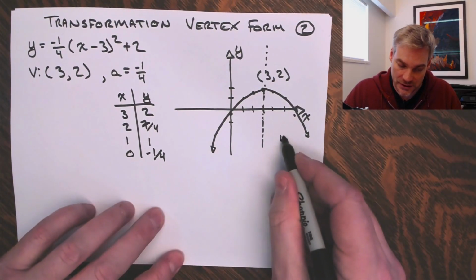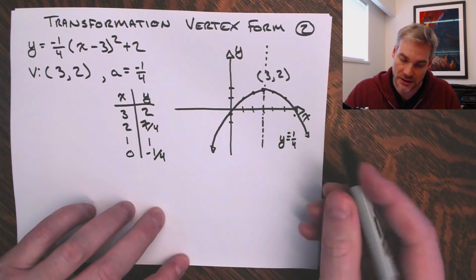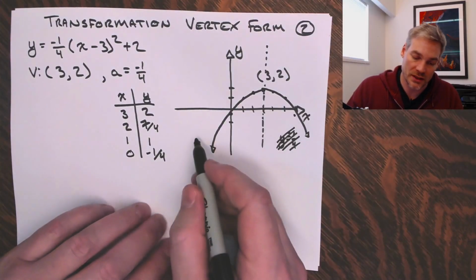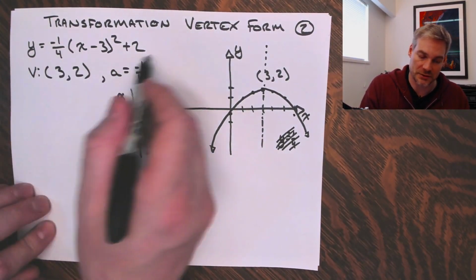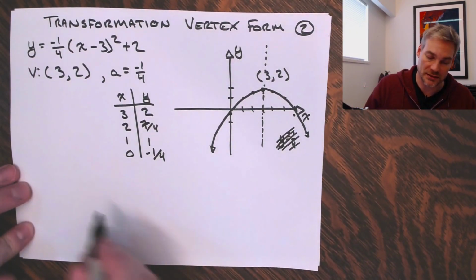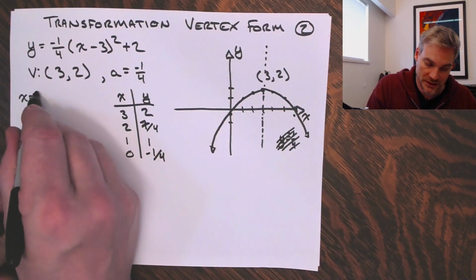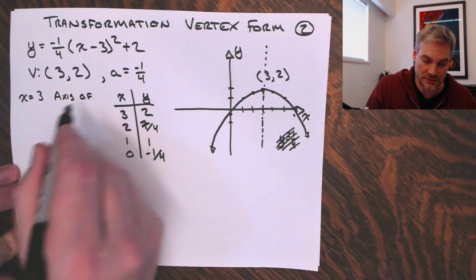We graphed everything properly, and I've chosen a really bad spot to write the equation for it. So let's just scribble that out. And you know, I won't write it there. That's the equation of the graph. We know that anyways. So what else can we find here? We know that x equals 3 is the axis of symmetry.